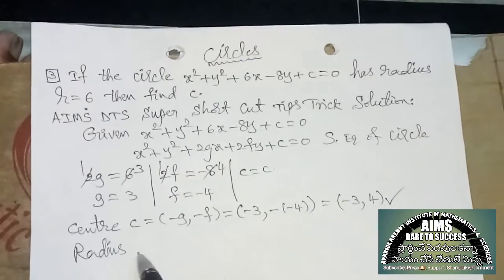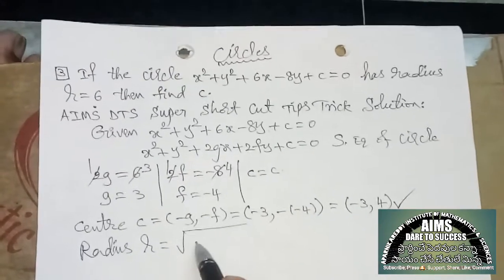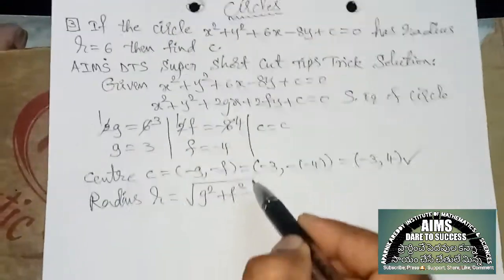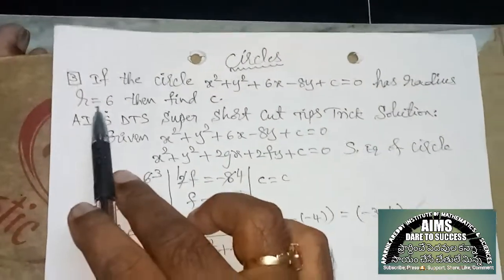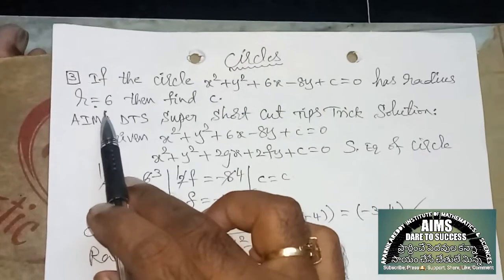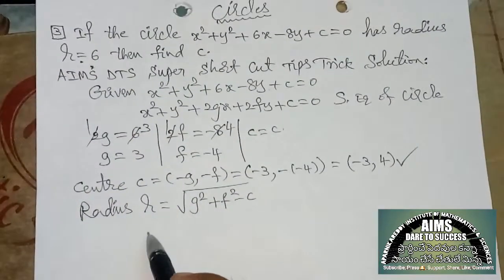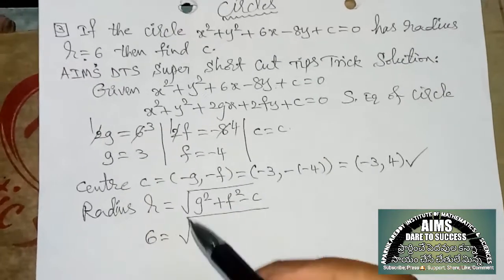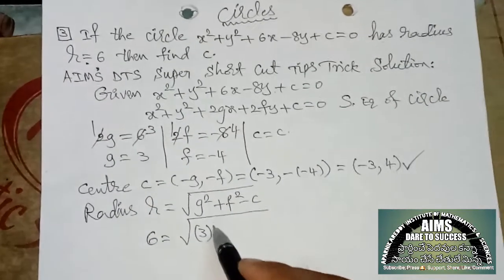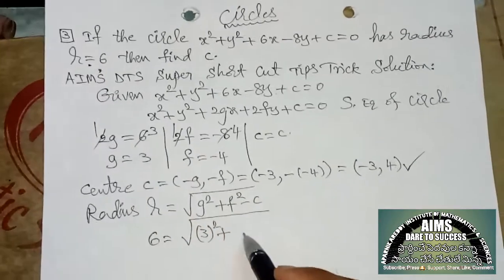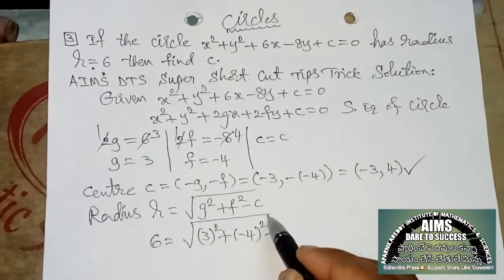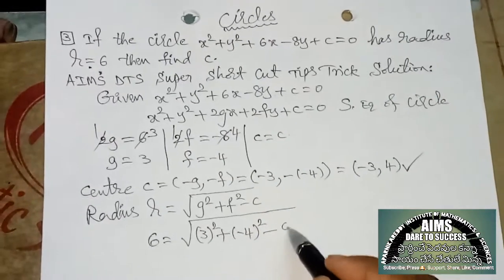Next, I want to find the radius. R is equal to under root of g square plus f square minus c. According to the given problem, the circle has radius r is equal to 6. So 6 is equal to under root of g value is 3, g square value 3 square, plus f value is minus 4, f square value minus 4 whole square, minus c value is c only.